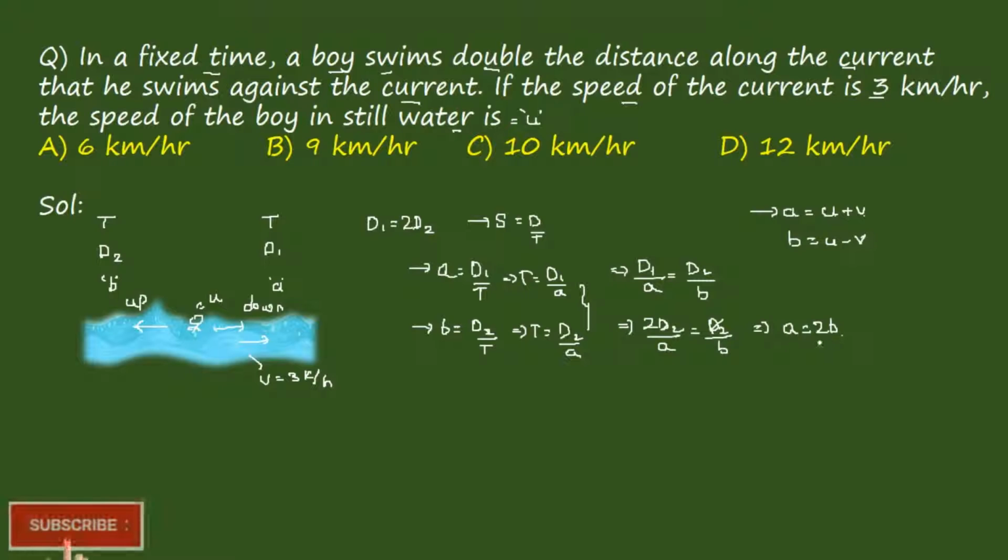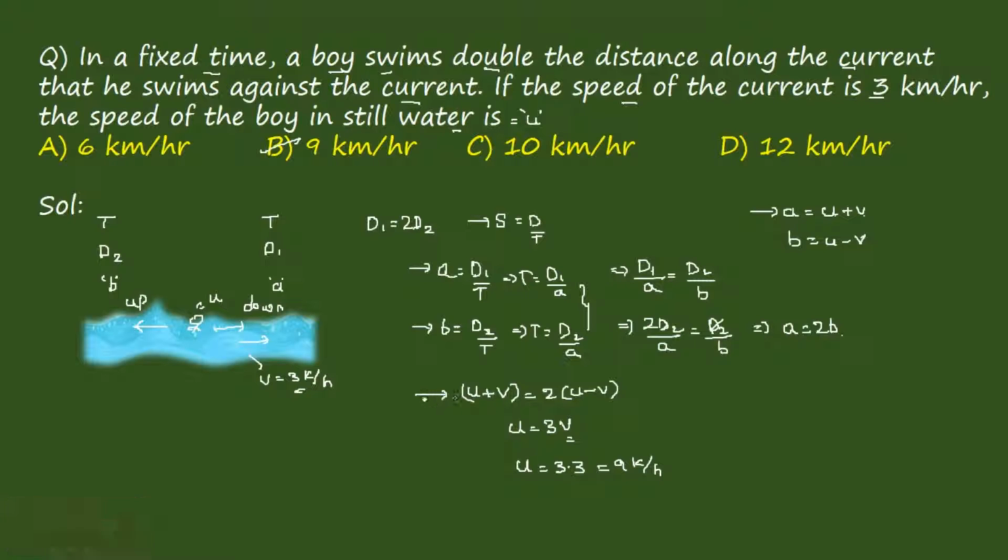So just substituting values here, you get u plus v is equal to 2 times u minus v, then you get u is equal to 3v. We know the value of v, it is 3 kilometers per hour. Then u is equal to 3 into 3, which is equal to 9 kilometers per hour. So the speed of the boy is equal to 9 kilometers per hour. So the option is option B.